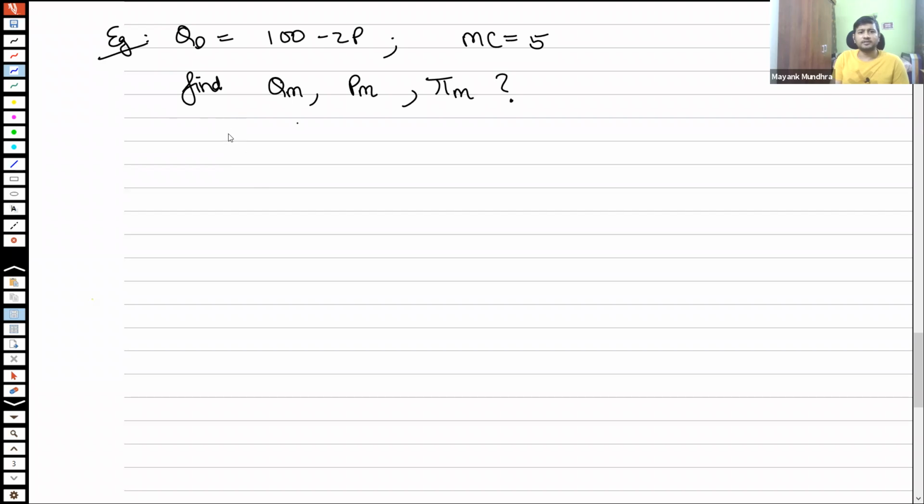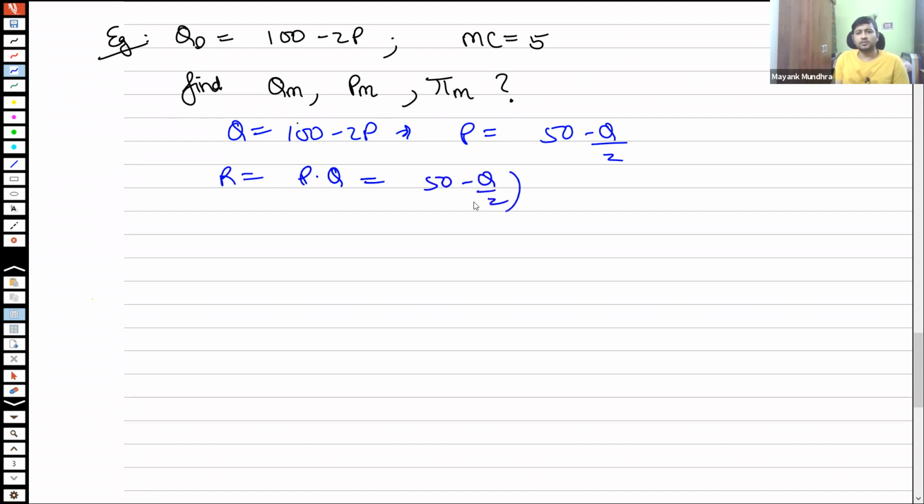So you have quantity equals 100 minus 2p. So this implies price must be equal to 50 minus q by 2. Revenue is equal to price into quantity. So this is (50 minus q by 2) into q. So marginal revenue must be equal to dR by dQ. So this is basically 50q minus q square by 2. So this should be 50 minus q. Is this correct?